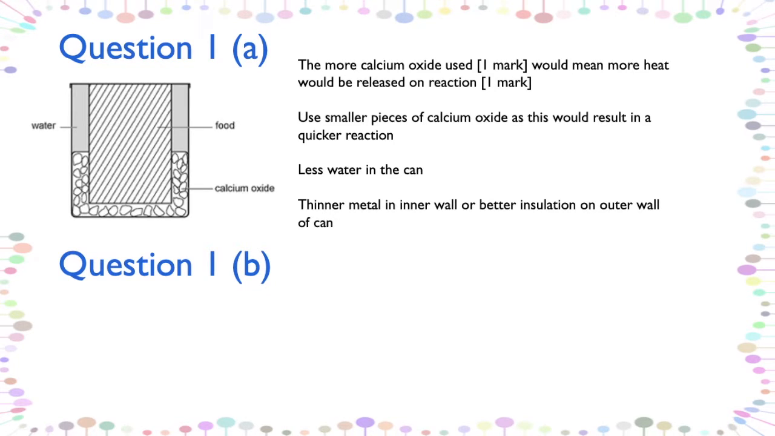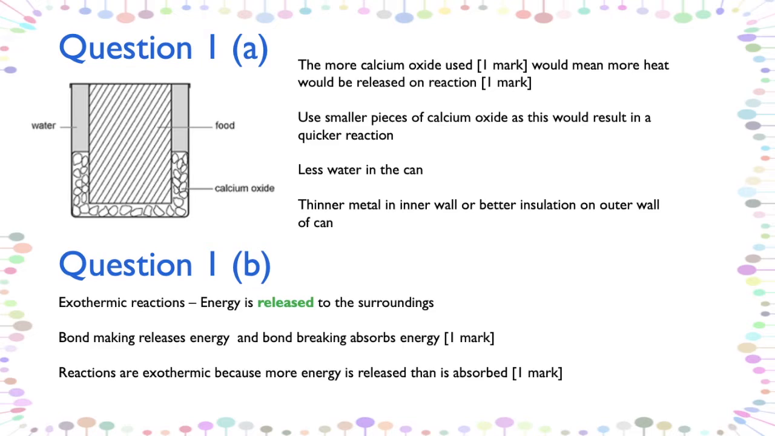For question B, you'd have to think about this question in terms of bond breaking and bond forming. So I always like to start with a simple definition. So for an exothermic reaction, energy is released to the surroundings. Then from this you can tie in what an endothermic reaction is, then talk about it in terms of bond breaking and bond forming.